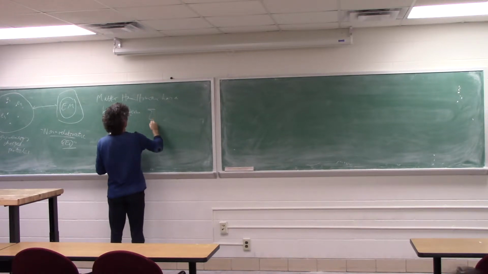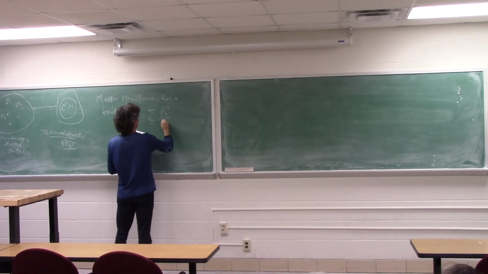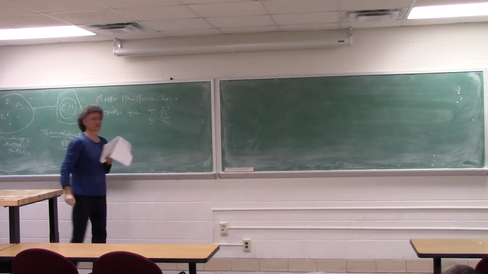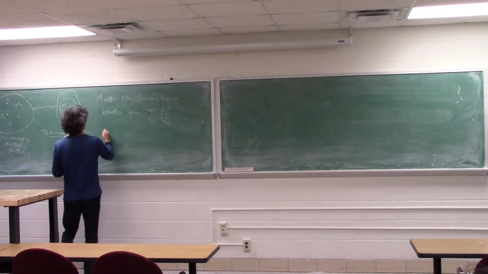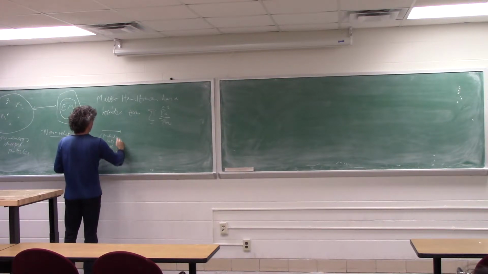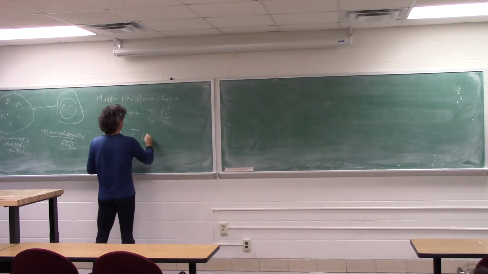So we would sum over the different charges. It's just the momentum squared over twice the mass of the charge. This kinetic term, when you include the interaction with the vector potential, becomes the following.